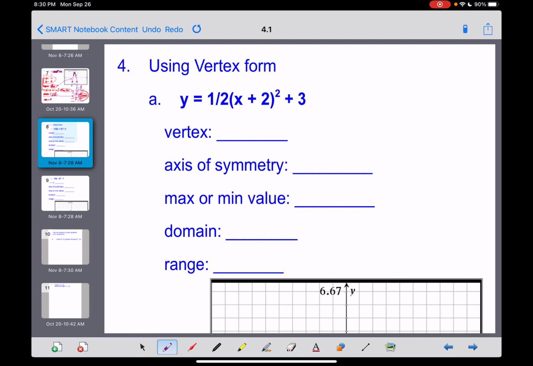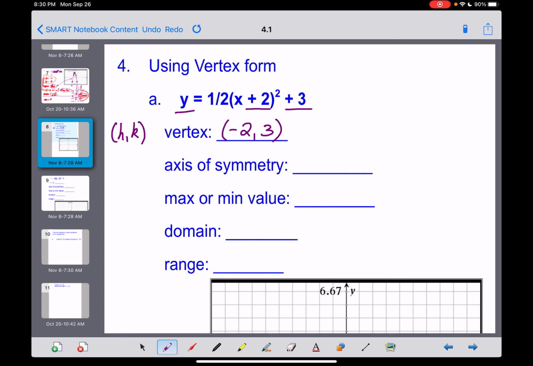So using vertex form, here we go. And you'll notice I've gone to y instead of f of x, but it's really the same thing. Okay, your vertex is the ordered pair h, k. H is the number being subtracted from x, which in this case is actually a -2. K is the number that gets added at the end, which is a +3. So okay, there's our vertex.